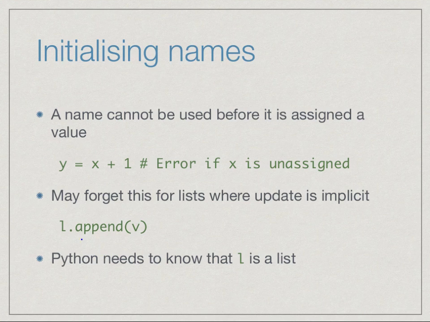When I say l.append(v), there is no equal to sign. So it's not immediately obvious that l.append(v) requires l to already be having a list value. Why can't I just append v, for example, to an empty list? Well, of course I can append v to an empty list, but how does Python know that l is an empty list? Right? So Python needs to know that l is a list before it can apply this append function.